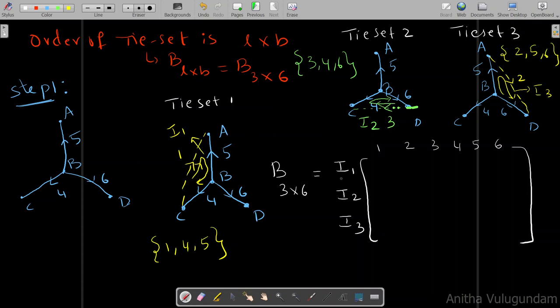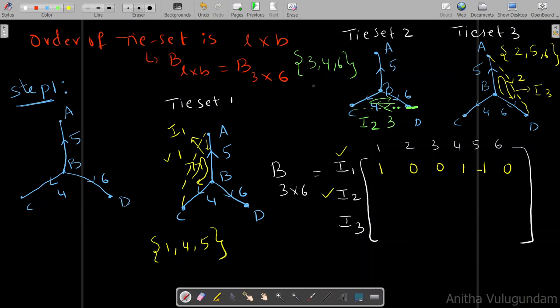Let us see the first one, tie set 1, because I1 is related to tie set 1. Branches involved here are 1, 4, 5. You just put 1, 4, 5. Remaining will be 0. And identify whether 1, 4, 5 are plus 1 or minus 1. To identify plus 1 and minus 1, you check whether the direction of these branch currents are in the same direction as the loop current or not. If you check for 1, this is in the same direction as I1. So it will be plus 1. Next, check 5. Here, direction of 5 is in the reverse direction of I1, because I1 is flowing in this direction from the figure you can see. So you will put minus 1. Next, 4. 4 is flowing in the same direction as I1. So it will be plus 1. Next, second row, I2. Let us look at tie set 2.